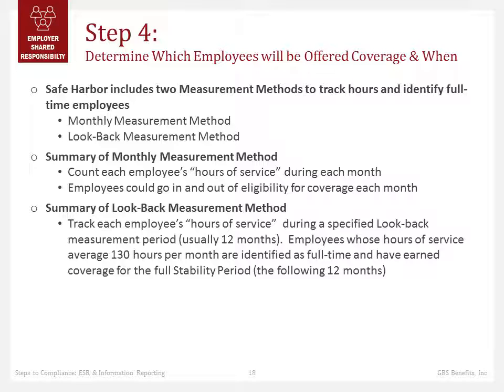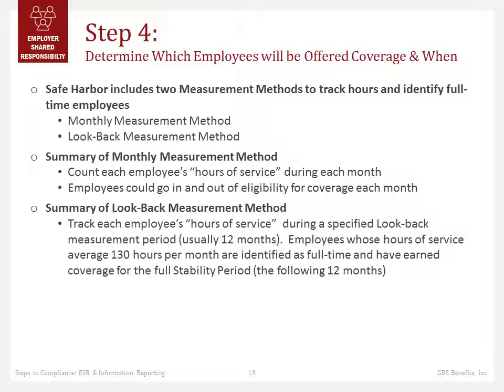Now, really, really simple summary of monthly measurement method is where you count each employee's hours of service during each month. If during that month they averaged 130 hours or more, then they would be considered eligible, and employees could go in and out of eligibility for coverage on a monthly basis. Technically, that could be in and out.